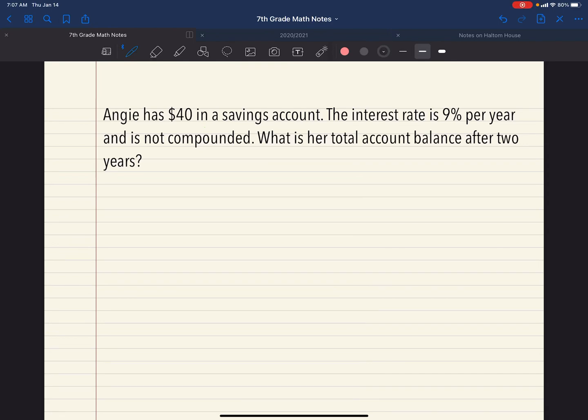Angie has $40 in a savings account. The interest rate is 9% per year and is not compounded. What is her total account balance after 2 years?